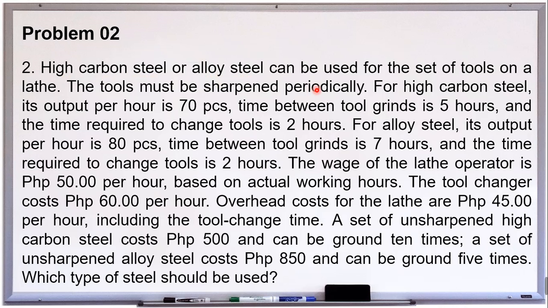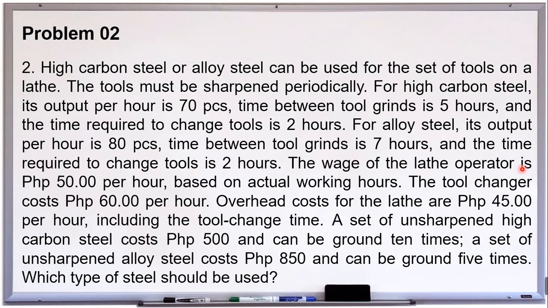Now, if we are going to use the high carbon steel, it can output 70 pieces in 1 hour. And then for this problem, we have two situations here, that is the grinding time and the time in changing the tools. So for high carbon steel, the grinding time is 5 hours, and then the time in changing the tools is 2 hours. Now for alloy steel, it can output 80 pieces in 1 hour, and then the grinding time is 7 hours, and the time in changing the tool is 2 hours.